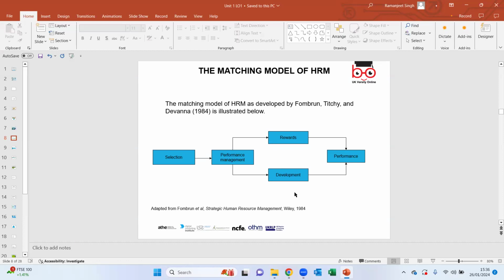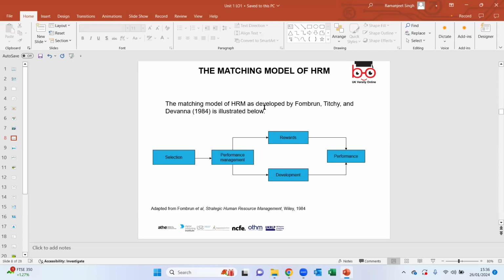Okay, understood. Sorry for interrupting. Now you mentioned that this is hard HRM. Okay. So could you give me the same chart with soft management, like performance management, rewards, development, and performance? Of course.